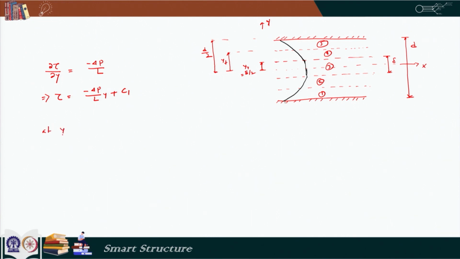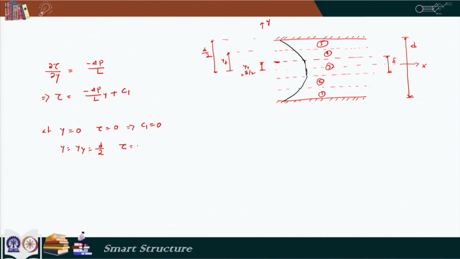Then we put the boundary conditions. Here y equal to 0 is the mid line, that means the middle of the plug region, and we know that at that region our shear stress is 0. So, we can say that at y equal to 0, tau equal to 0, and from there we get C1 equal to 0.